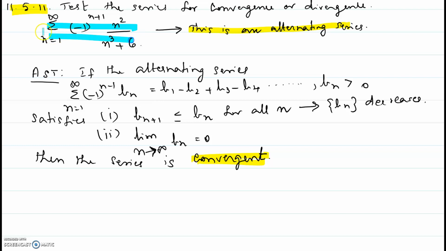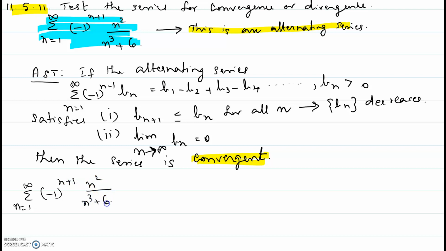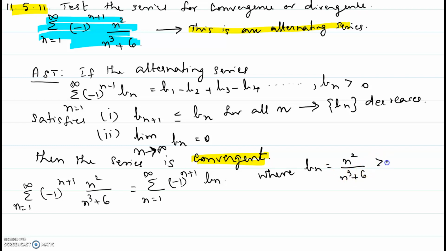So we will write the given series, which is an alternating series, in the form sigma n varying from 1 through infinity, negative 1 to the power n plus 1, bn, where bn is the positive part of each term, n square over n cube plus 6. For n varying from 1 through infinity, this is definitely positive for n more than or equal to 1. So it does satisfy the bn more than 0 condition, and then we have to prove that bn is a decreasing sequence.